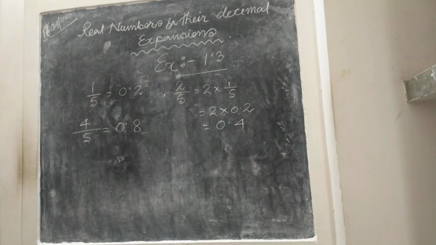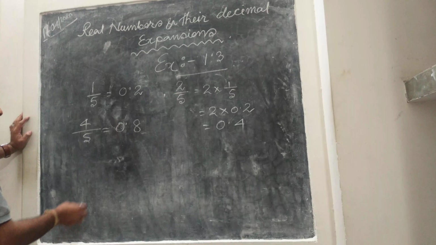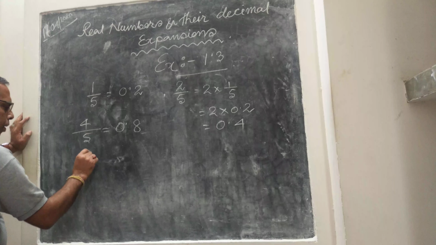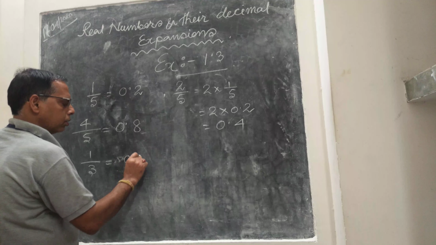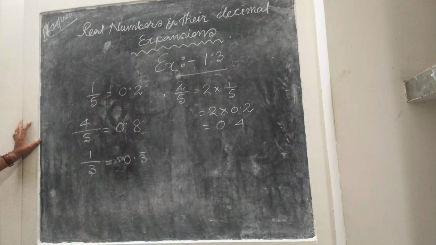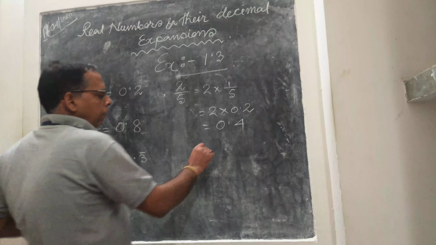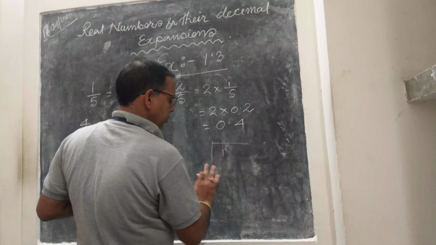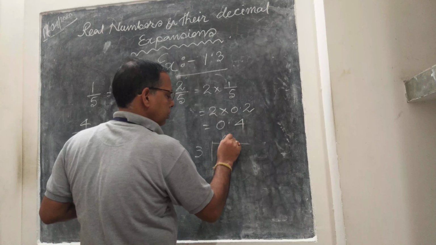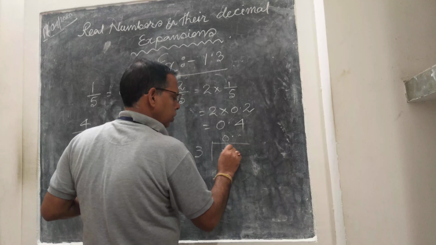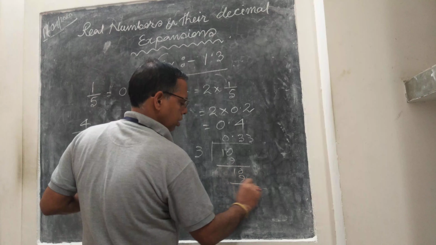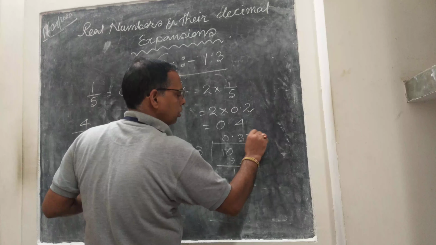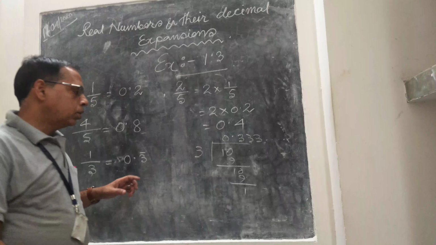Let's see. 1 by 3. 1 by 3 equal to 0.3 bar. Now, this is the first time you are getting 3 bar. What does it mean? If we divide 1 by 3, it is not possible, so we take 0 and 3. 9, 3, 9, 1, 3. So it will keep going on.